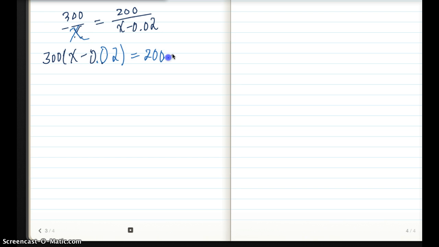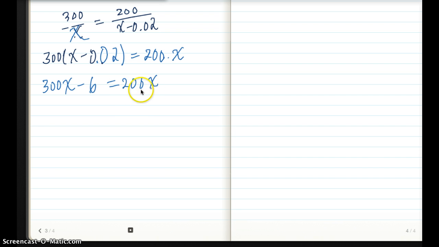Equals 200 times x. Okay? So now your job is to just solve for x. So we have 300x minus 300 times 0.02, right? That's 2% of that. Now think about it. 10% of this would be 30, right? 1% would be 3. So 2% of this would be 6. Does that make sense?